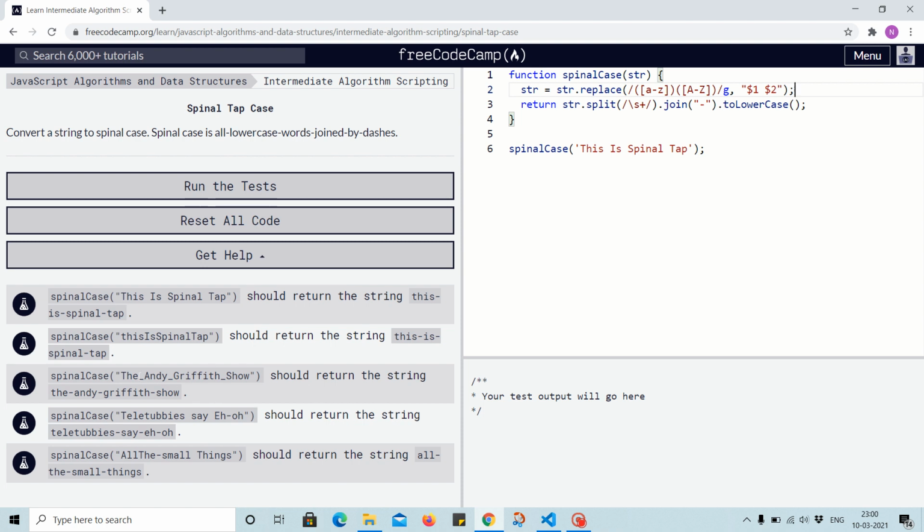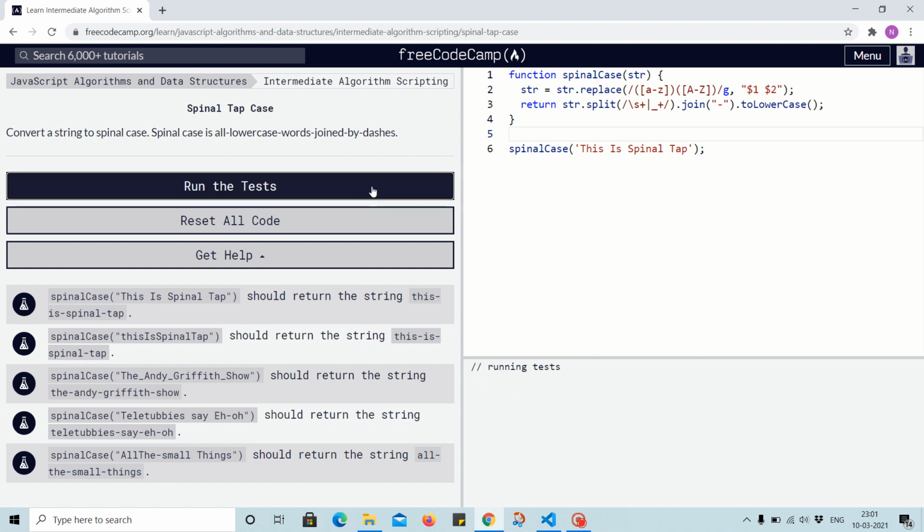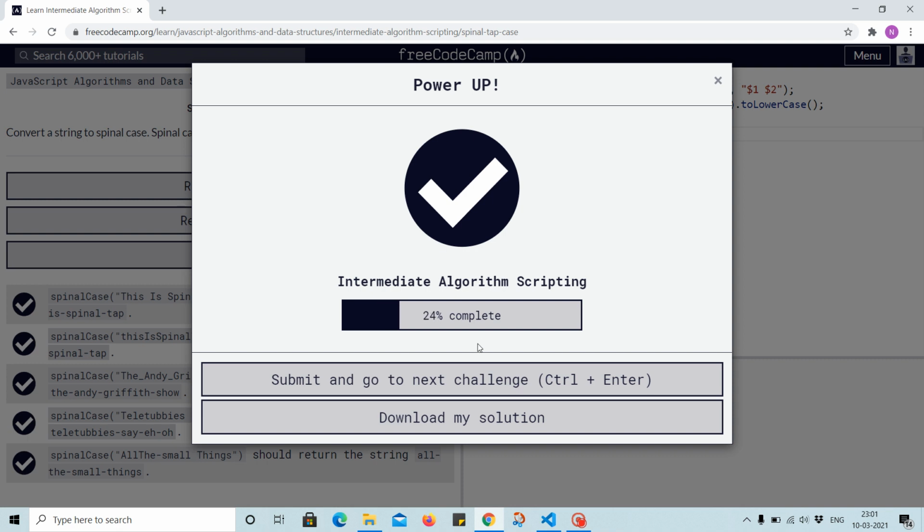and we will also have to handle the underscore. That means here we will put underscore plus, okay, capital, space, hyphen. Okay, let's run the test, and it's successful.